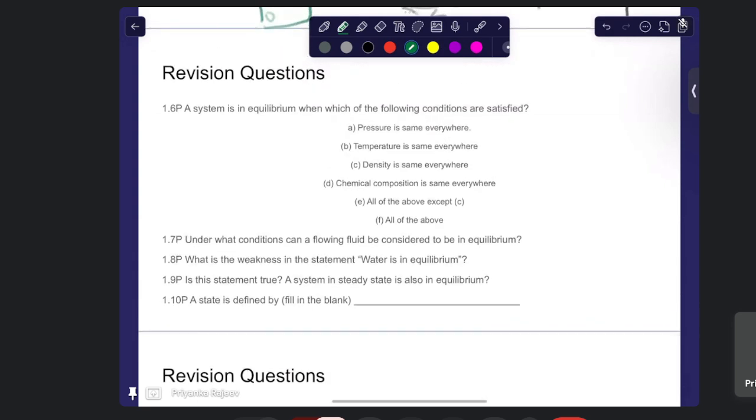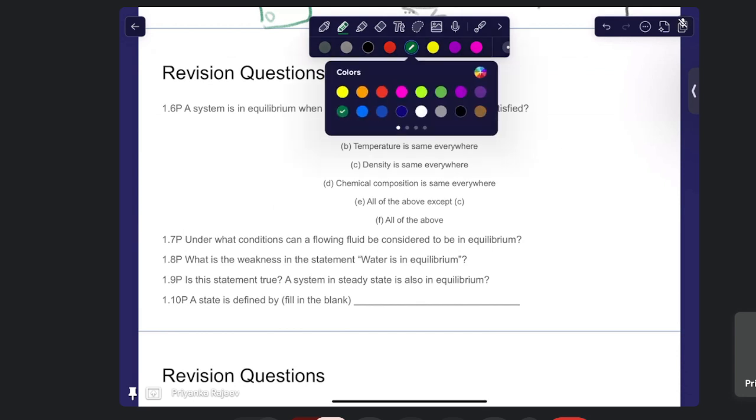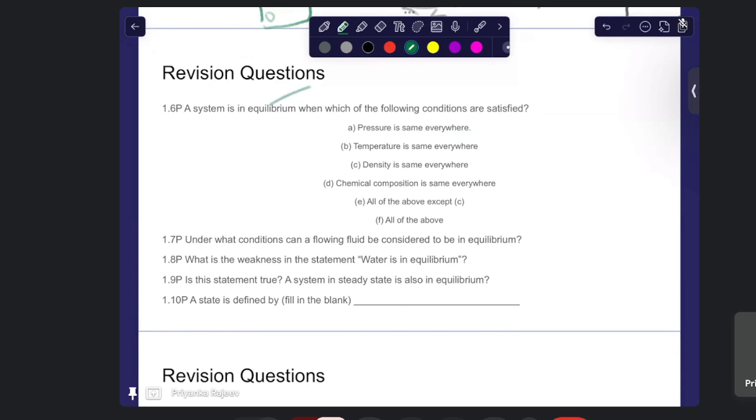Then you have got a system. Okay, a system is in equilibrium when which of the following conditions are met. So what are the conditions for system to be in equilibrium? Mechanical, thermal, and chemical. Right. So here you can see pressure is same everywhere means mechanical equilibrium. So that is met. Then temperature is same everywhere means thermal equilibrium. Okay, that is necessary. So that is also check.